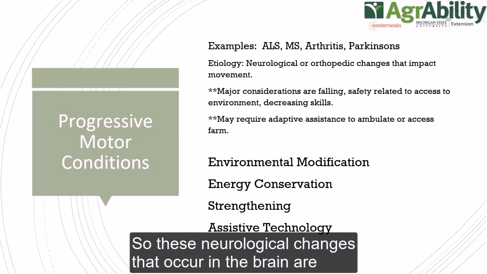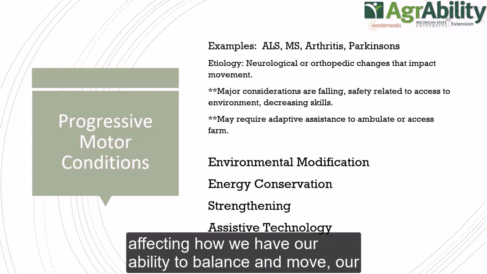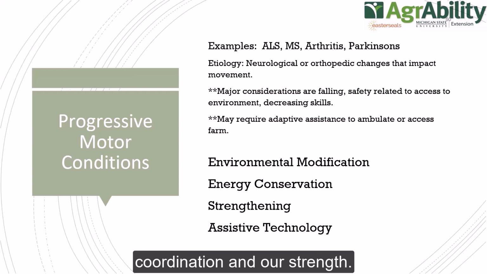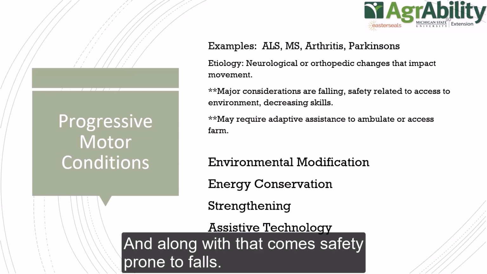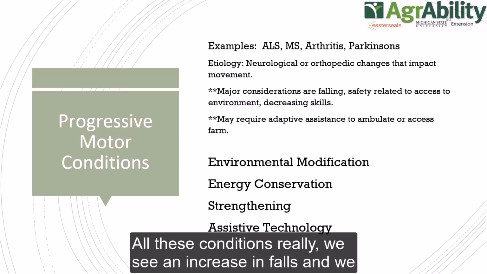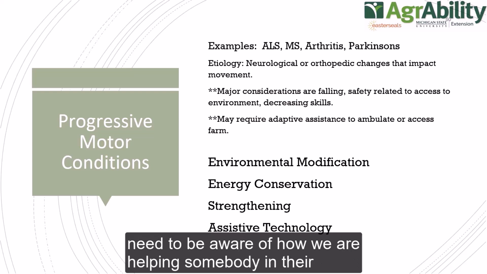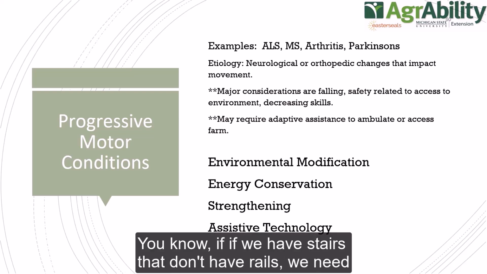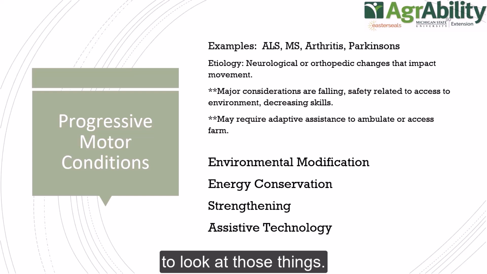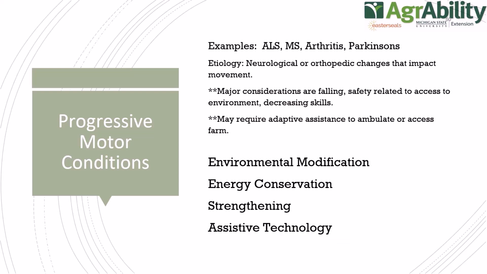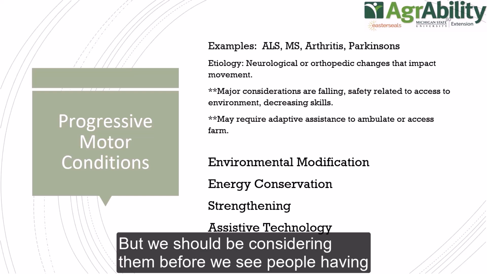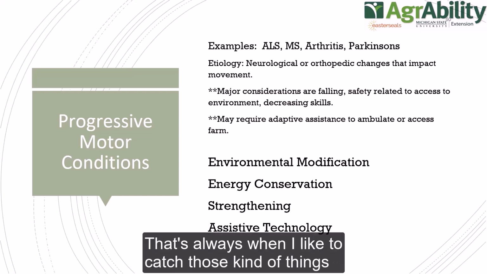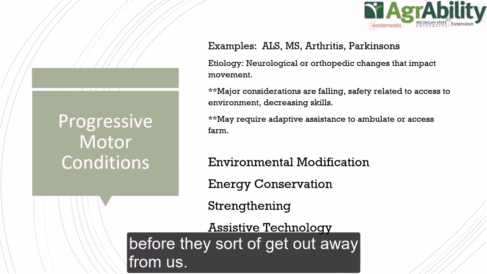So these neurological changes that occur in the brain are affecting our ability to balance and move, our coordination and our strength. And along with that comes safety. Prone to falls, all these conditions really, we see an increase in falls. And we need to be aware of how we are helping somebody in their environment. If we have stairs that don't have rails, we need to look at those things. Do they need a ramp, or can we just do a rail? But we should be considering them before we see people having multiple falls. That's always when I like to catch those kind of things before they get away from us.